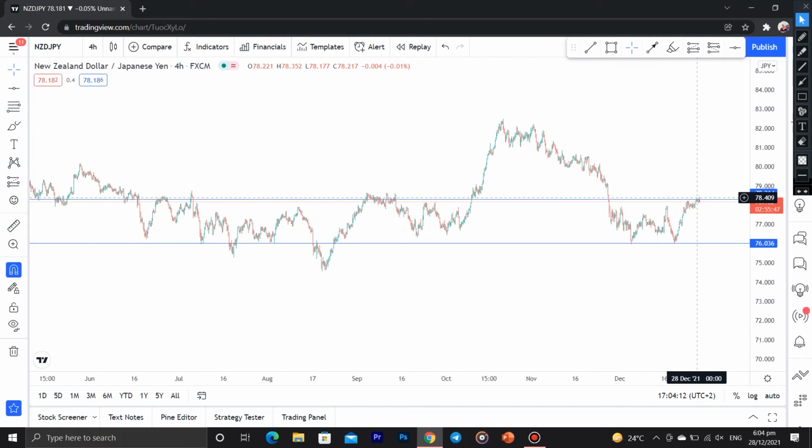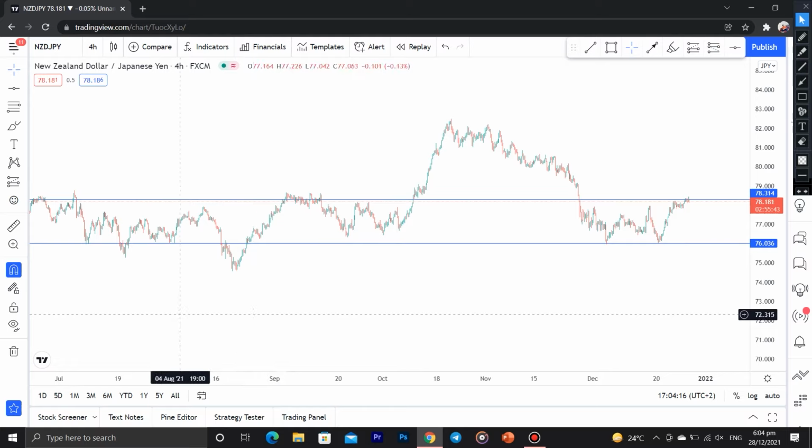Then the next thing is you can always count the wicks. Consider the wicks. Don't just consider the body.